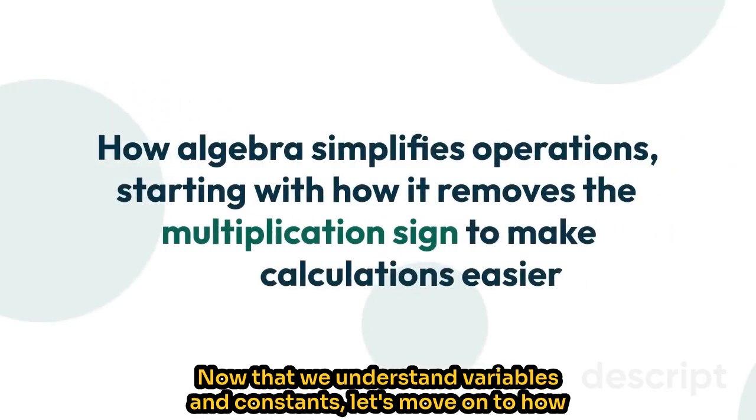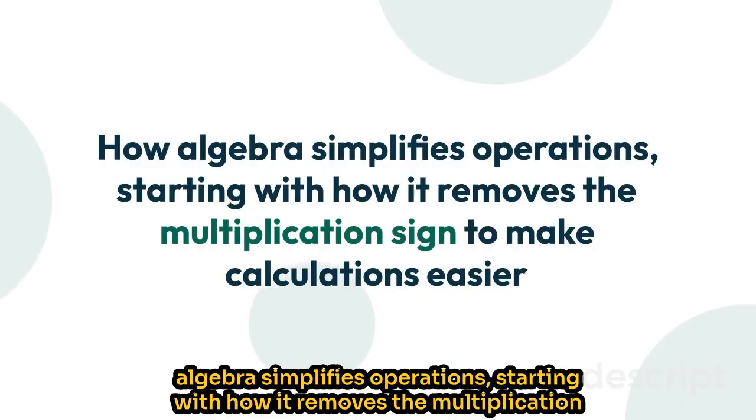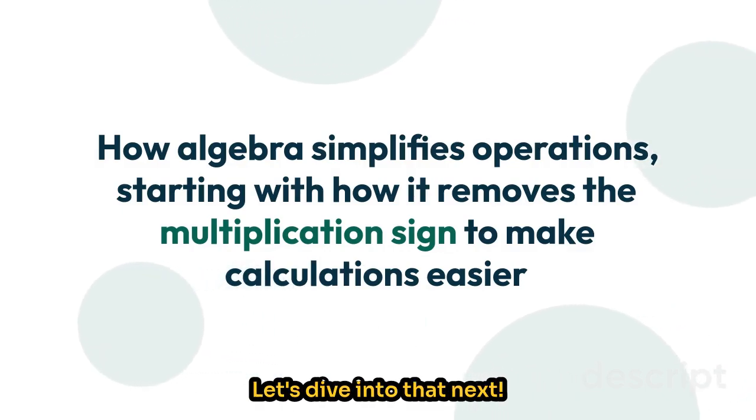Now that we understand variables and constants, let's move on to how algebra simplifies operations, starting with how it removes the multiplication sign to make calculations easier. Let's dive into that next.